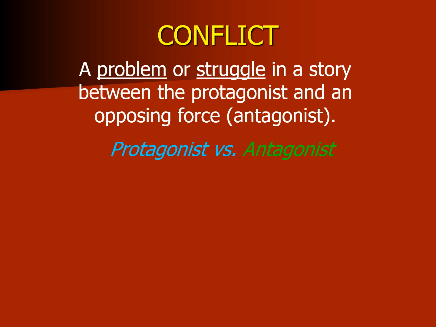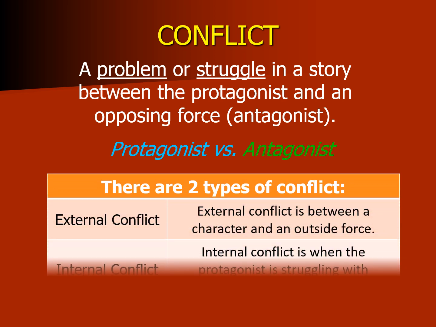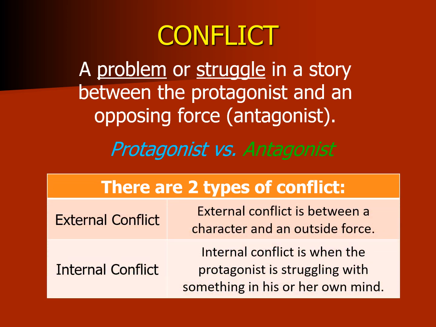There are two main types of conflict that we want to be familiar with. The first type of conflict is called an external conflict. An external conflict is a conflict between a character and an outside force. The other type of conflict is called an internal conflict. Internal conflict is when the protagonist is struggling with something in his or her own mind. Now that we've defined conflict, let's take a look at some examples.